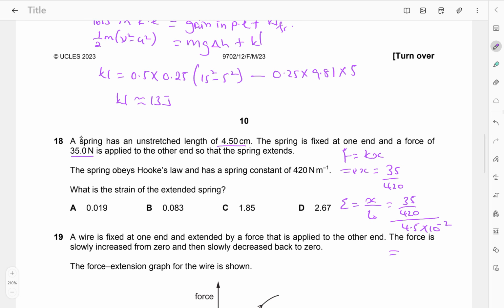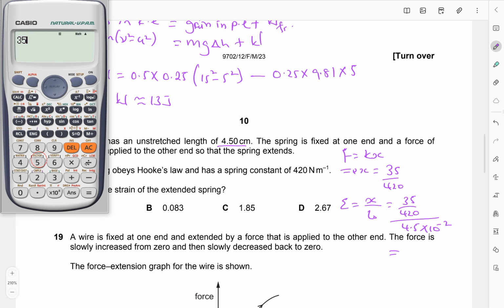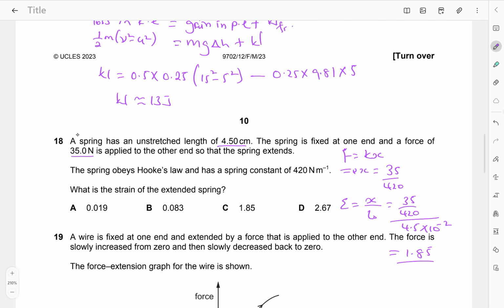So let's find the answer here. 35 divided by 420, then again divide by 4.5 times 10 to the negative 2. So this is giving us 1.851 recurring, which is approximately 1.85. So our answer is going to be C.